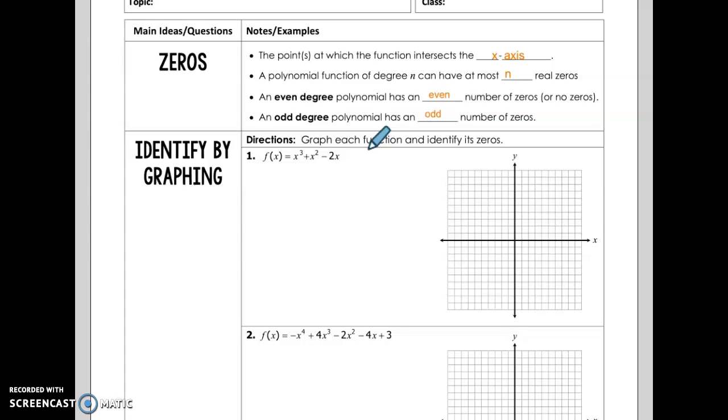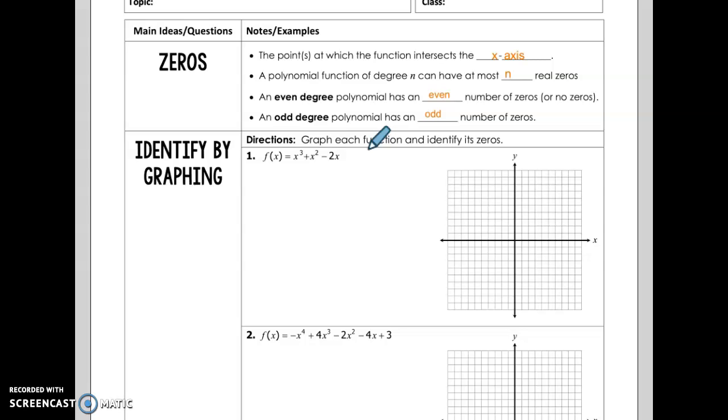So for example, it says that a polynomial function of degree n can have at most n real roots. So if you have a cubic function, you should expect 3 zeros, right? We talked about that with the fundamental theorem of algebra. Okay, the most it can have is 3. It can't have more than 3. An even degree polynomial should have an even number of roots or zeros. Okay, odd degree should have an odd number of zeros.